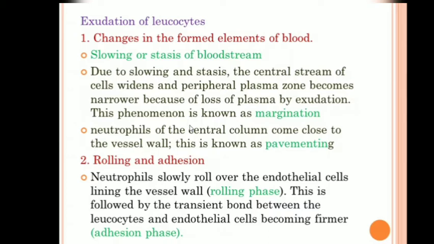Second, we have the rolling and the adhesion. Peripherally marginated and pavemented neutrophils slowly roll over the endothelial cells lining the vessel wall. That is the rolling phase. This is followed by the transient bond between the leukocytes and the endothelial cells becoming firmer. That is the adhesion phase.